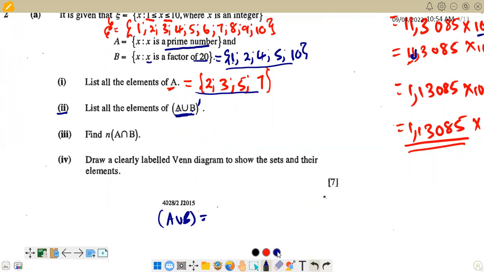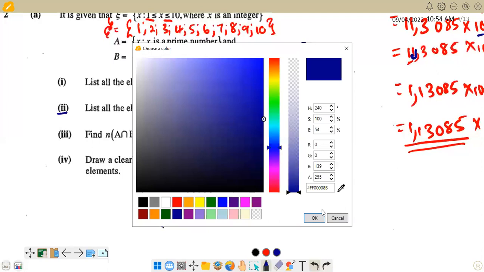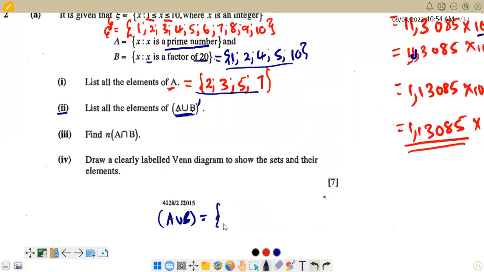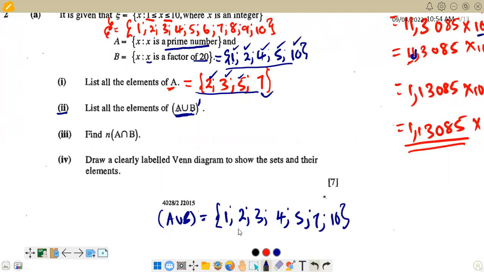So let's see if we got all the numbers. Okay, so we've got 1 here, we've got 2, we've got 1, 2, we've got 2. So you don't repeat these values. We've got 3, okay, we've got 4 here. Okay, we've got 5, and also 5, we don't repeat this, we just write 1. We've got 7, and we have got 10 here. All right, so these are the elements that we have in A union B.